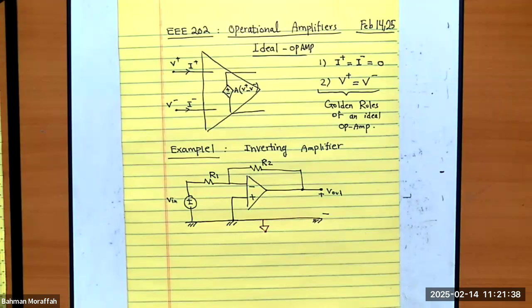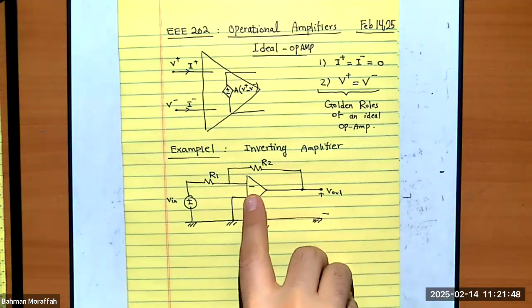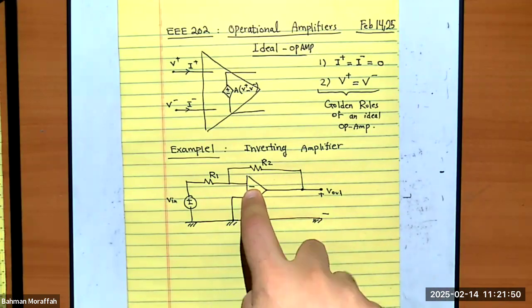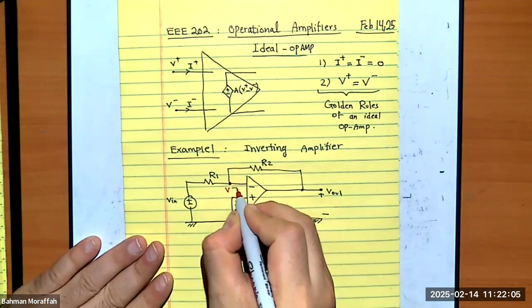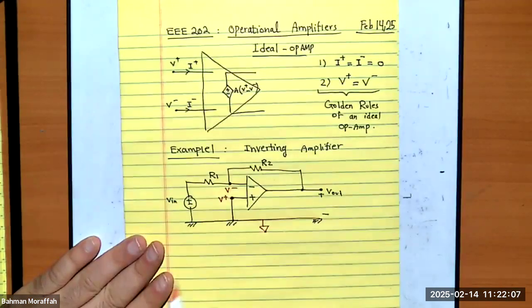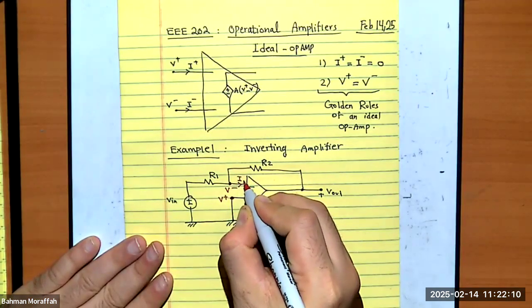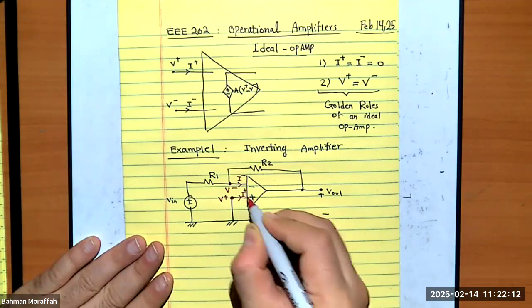Let's assume this op-amp is ideal. To be able to apply those golden rules, I have to check if the circuit is negative feedback. It is indeed negative feedback because the output here is going to the inverting terminal of my op-amp, right? So it is a negative feedback op-amp, and at the same time, it is an ideal op-amp, so I have those two rules. So let's call this guy over here V negative, this guy over here V positive. Current through this I negative, current through here I positive.